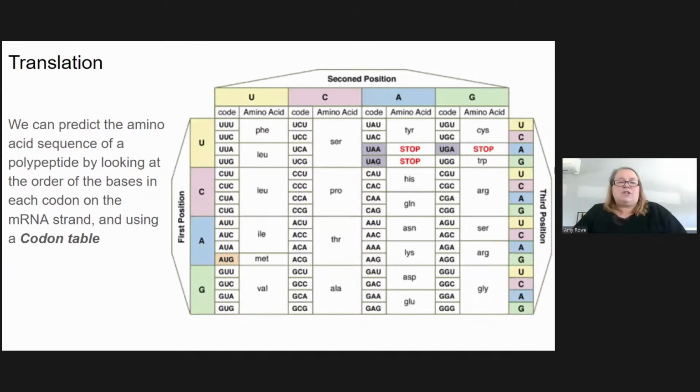Okay, so translation. As I said, each codon on the mRNA codes for a particular amino acid. And we can predict the amino acid sequence of a polypeptide chain by looking at the order of the bases on the codon and using a codon table.